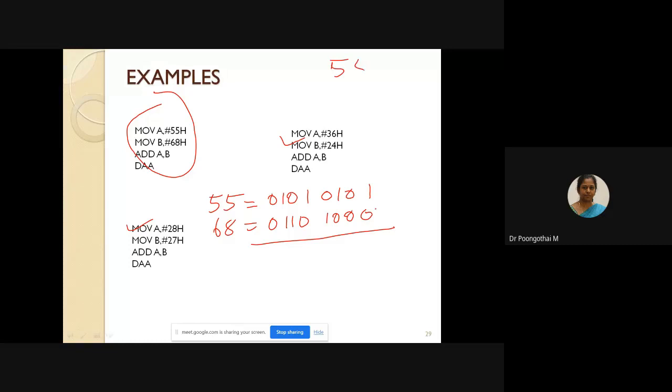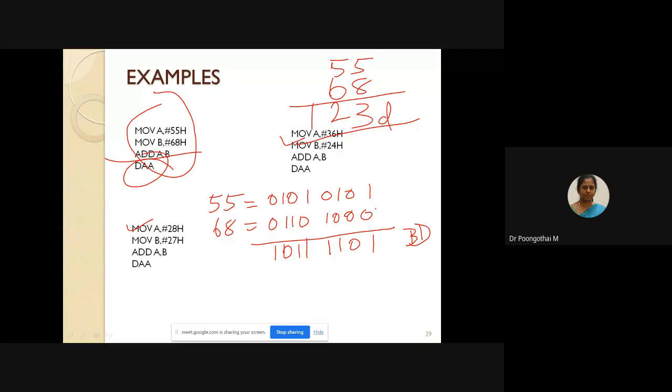So 55, 68, BD. 123 we are supposed to get. What is the answer? BD. Yes, ma'am. 1101, next 1011. So BD. So after addition, your processor will execute DAA.